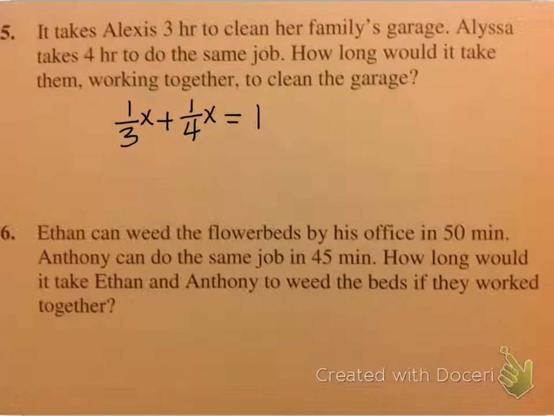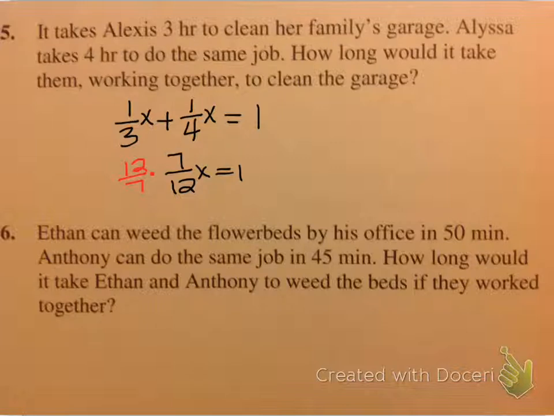We have 1/3 x plus 1/4 x. Those are like terms because they both have x's, so we can add them. 1/3 plus 1/4 is 7/12. So 7/12 x equals 1. Now remember, when we have a multiplication equation and we have to solve, we actually have to divide. But since we're dealing with fractions, think to yourself, what cancels with 7/12? And that would be 12/7.